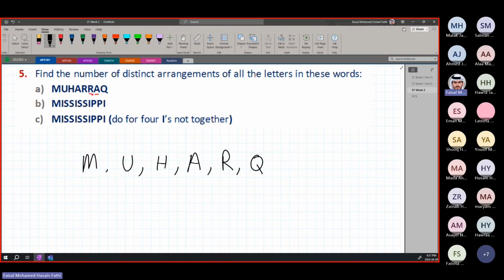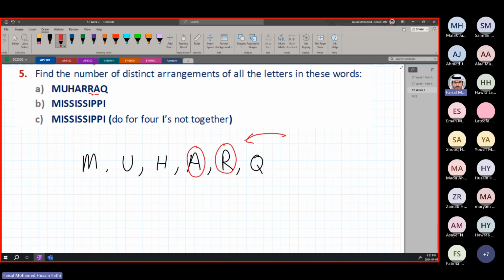So how many different letters did we have? We have a total of, so we have this many letters. And what are the repeating ones? How many do we have repeating? We have the letter A that is repeating, and we have the letter R that is repeating.